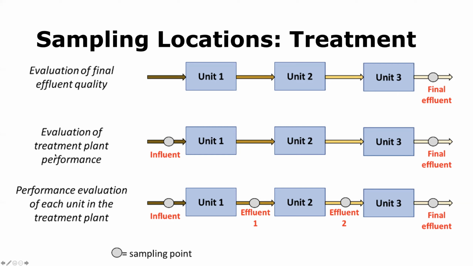If our objective is to evaluate the performance of the treatment plant as a whole, then we might also collect an influent sample and then compare the two concentrations. However, if our objective is to evaluate the performance of each of these individual unit processes in series, then we would collect samples in between each unit process as well.